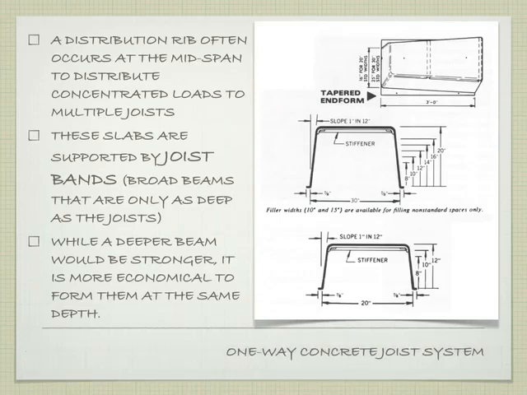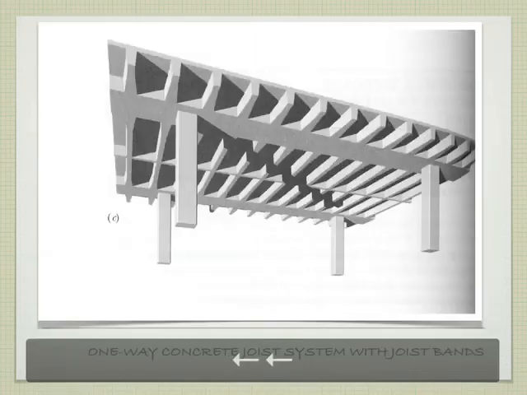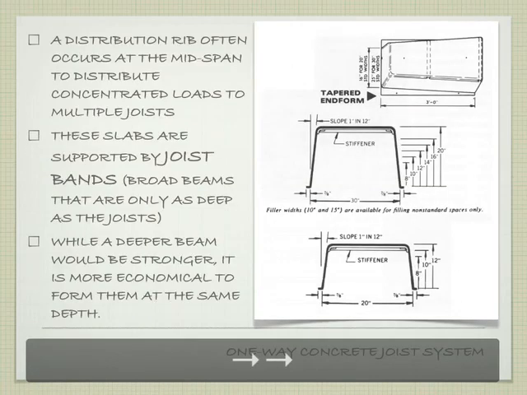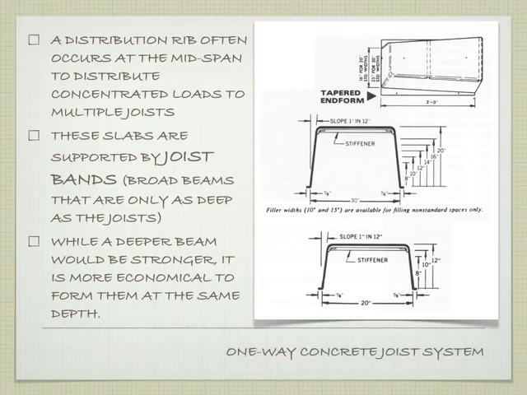They're supported by what are called joist bands, which are just wider beams, which you can see right here. So we don't need a girder underneath it because we're already having all that depth in the slab. We just have a much thicker little slab band here that attaches to our columns. Then we have our joists that run across. And so while a deeper beam would be stronger, it would be more economical to form them at the same depth.